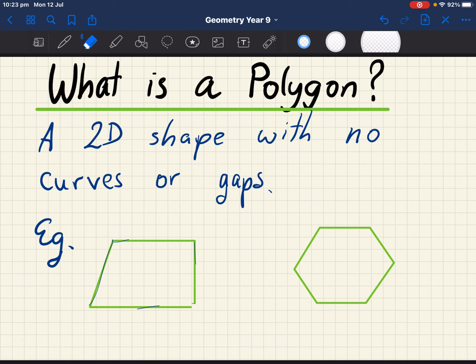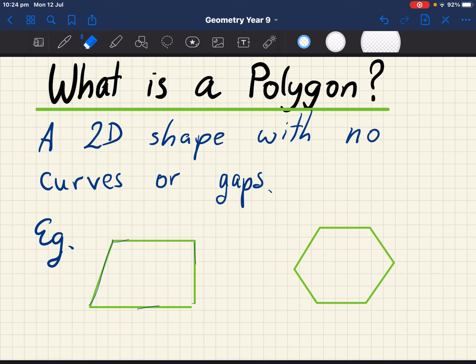It's a two-dimensional shape that has no curves and no gaps. That means all the edges need to be straight and there can't be any gaps in it. The 2D refers to it being a two-dimensional shape. In this geometry topic, we're only dealing with polygons, so all of the shapes will be two-dimensional. There will be no curves and no gaps.